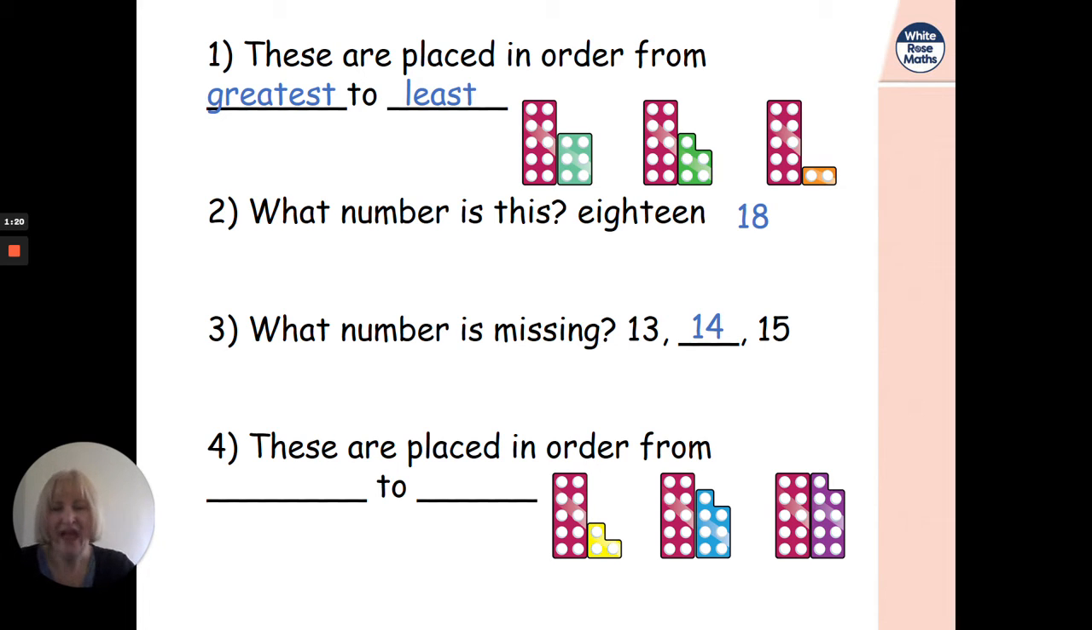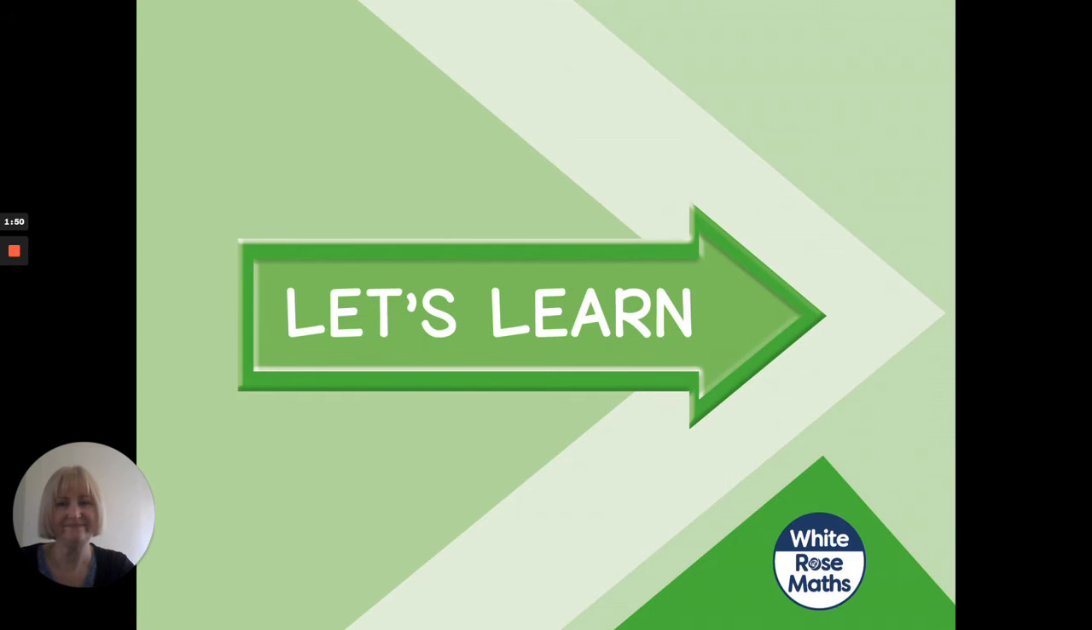Well done. And number 4, these are placed in order from to. Well, is it from the greatest to the smallest? Or do you think it's from the least to the greatest? Yes, I think it's from the least. Look, there's 10 and a 3, 13, 10 and a 7, 17, and 10 and a 9, 19. From the least to the greatest.